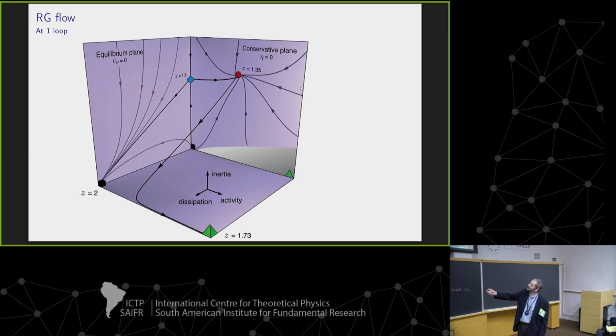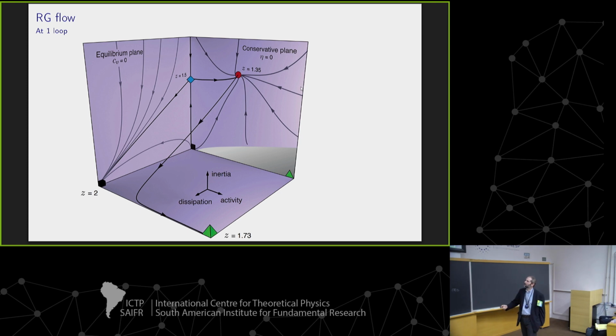So you have activity here, you have inertia here, and this is the new inertia axis, and this is the axis which is the dissipation, the eta I introduced. And so what we find is that if we start here with an active model without any dissipation, then this was the old fixed point where you have no activity. If you add activity, you go to a new fixed point, which is not the Toner fixed point, but a new fixed point with inertia in the conservative plane, which leads to a critical exponent which is around 1.35. This is a one loop calculation, so it's not exact, of course.